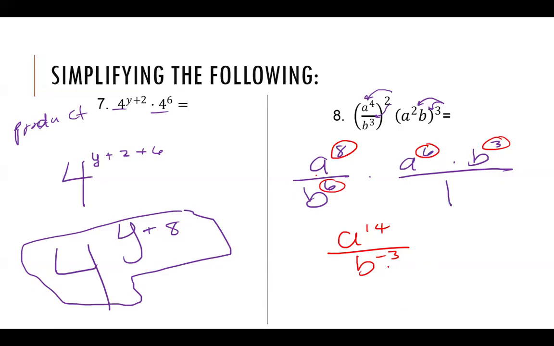What does the -3 mean? I'm unhappy where I'm at. So if I'm unhappy in the denominator, that means I actually belong in the numerator. So your final answer is A to the 14, B to the 3rd.